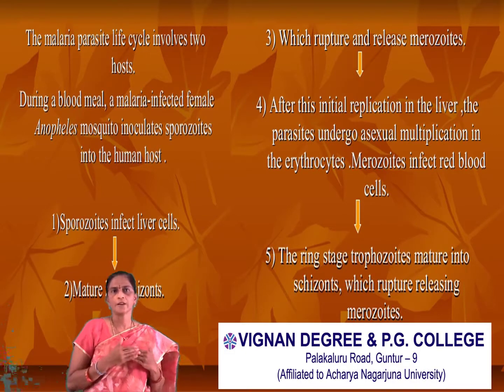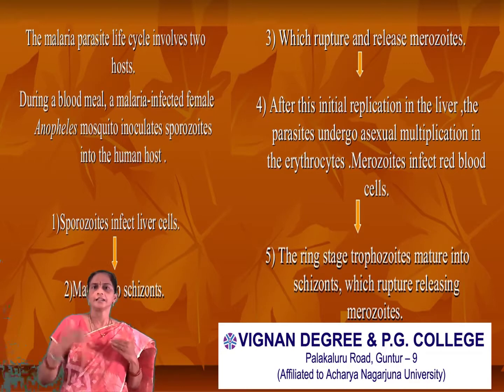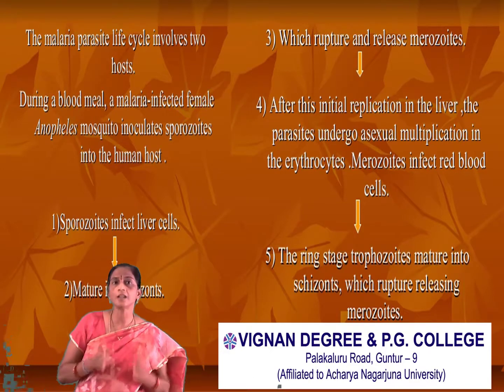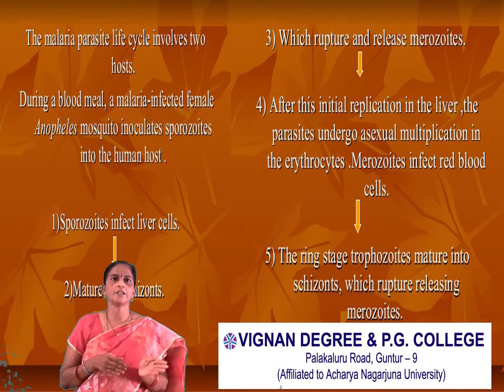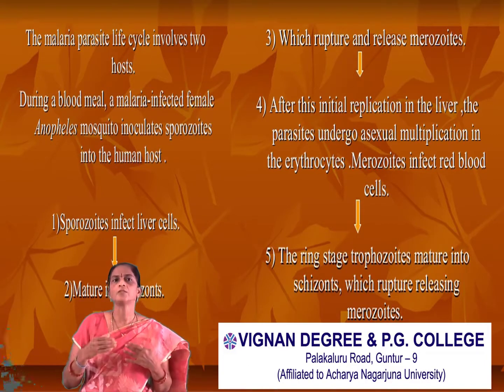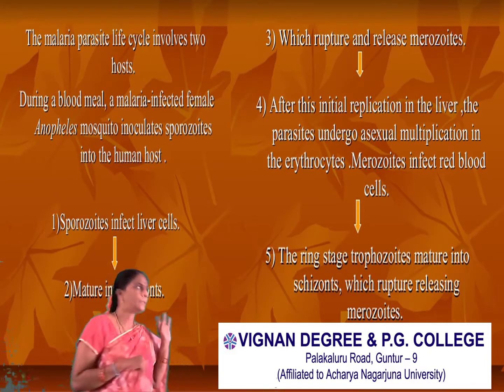Then the sporozoites develop and enter into the liver cells, where they multiply by nuclear division and develop into schizonts. The schizonts consist of 20,000 to 50,000 merozoites.